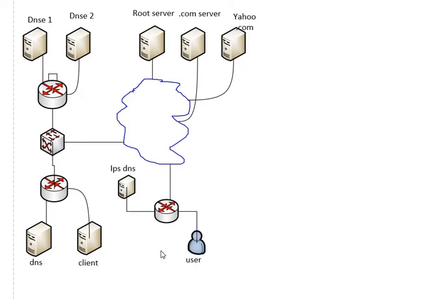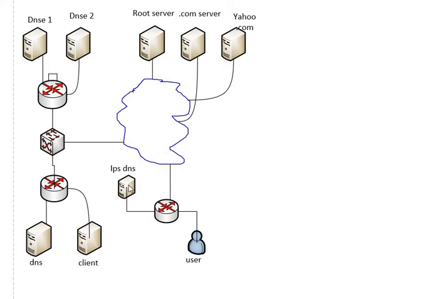Let's look at another example. Say a home user wants to go to Mike.com. They'll open up their browser, type in Mike.com. It'll look in its cache and see that it's not there. It'll then go to the router, your home router, which will then forward to your internet service provider's DNS here.